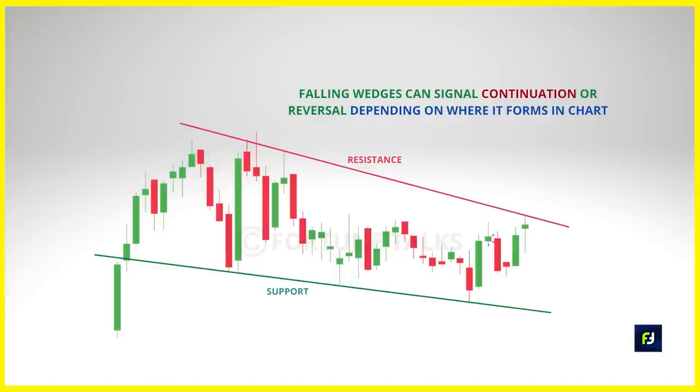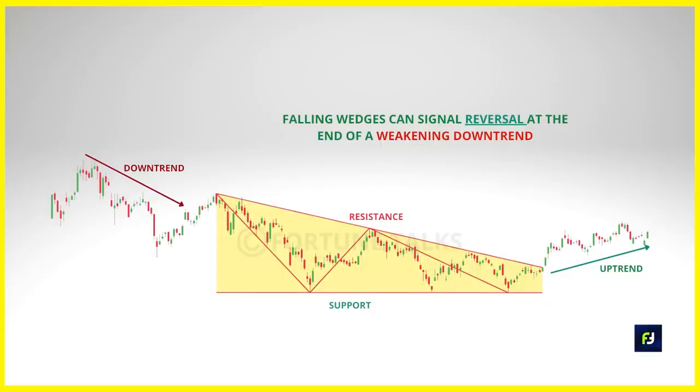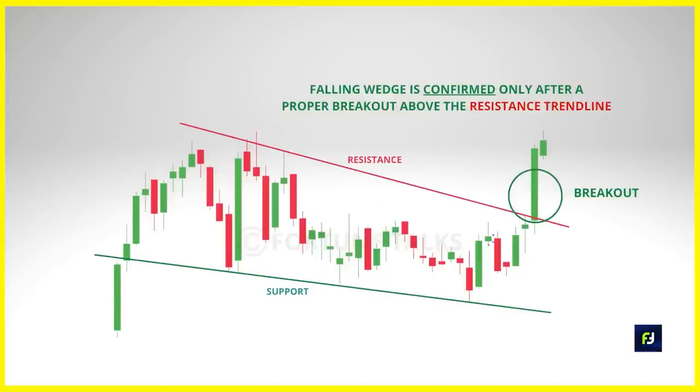But the differentiating factor that separates the continuation and reversal pattern is the direction of the trend when the falling wedge appears. A falling wedge is a continuation pattern if it appears in an uptrend, and it is a reversal pattern if it appears in a downtrend. However, this bullish bias cannot be realized or confirmed until the downward sloping resistance line breakout occurs convincingly.